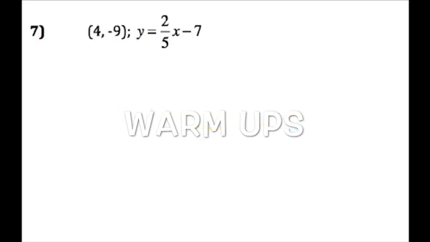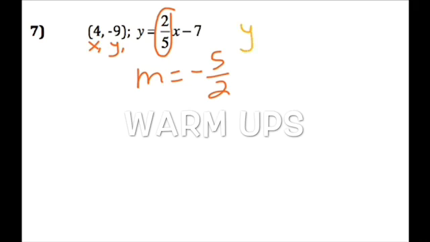Okay, so for number 7, the slope of this equation is 2/5, so if this is positive, we're going to have a negative slope. The reciprocal is 5/2. So we have y minus a negative 9, which is the same as y plus 9, equals negative 5/2 parenthesis x subtract 4.